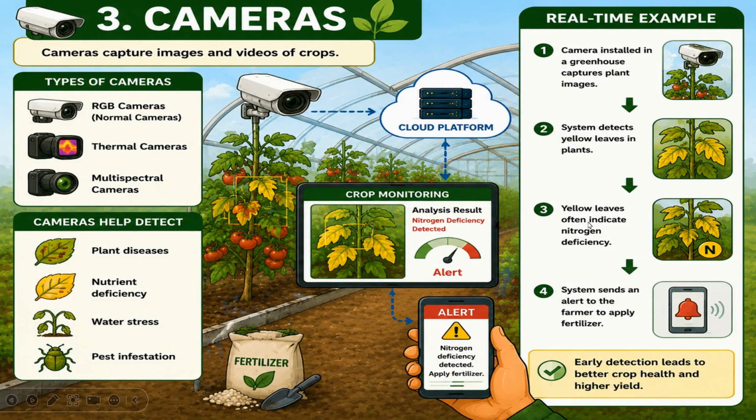Here, after identifying the problem, the system will send an alert message to the farmer's mobile phone, and the alert recommends applying fertilizer to improve the plant health, and the farmer can then take quick action to solve the problem. So the main benefit of this system is early problem detection, and this helps to improve the crop health, reduce losses, increase productivity, and achieve higher crop yields. So overall, cameras make farming smarter, faster, and more efficient.